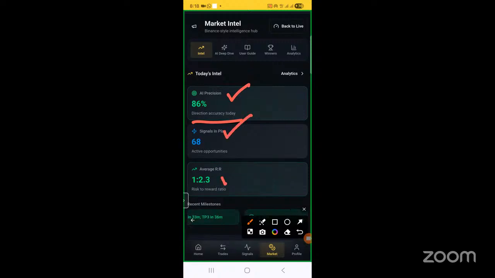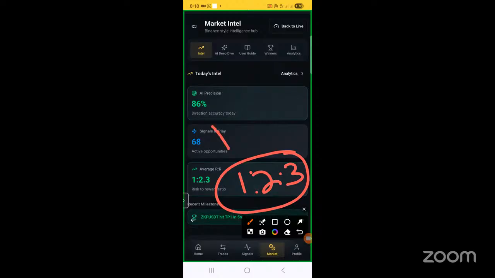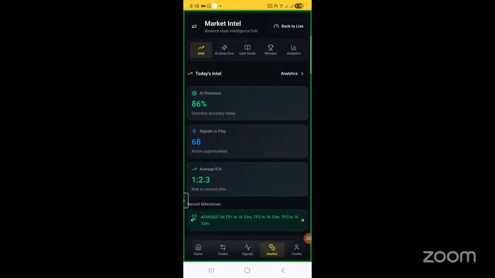Average RR. Look at this. Average risk to reward is 1 to 2.3, which means most of the trades will come out with a profit. When you put $1, you come out with $2. That is what it means by risk to reward of 1 to 2.